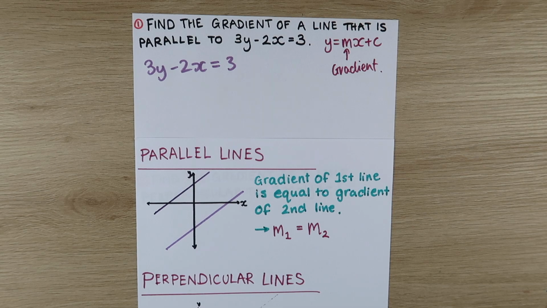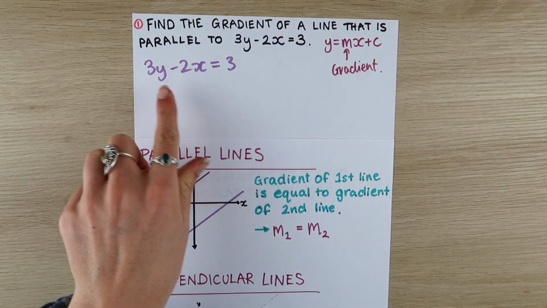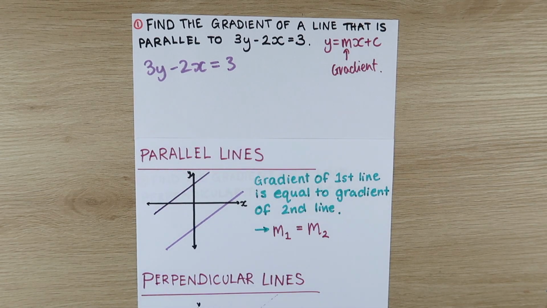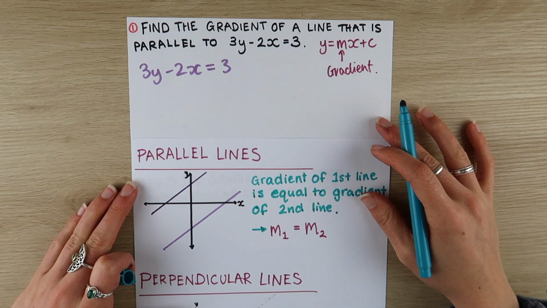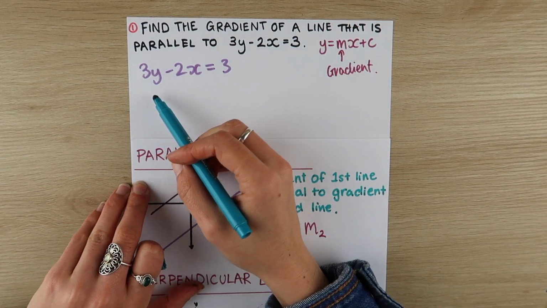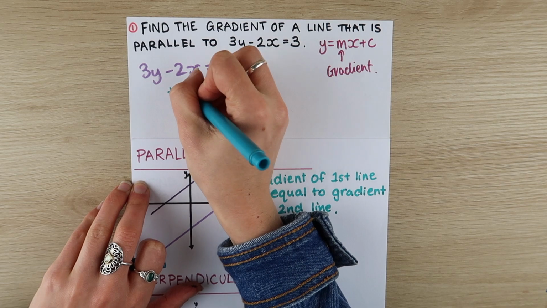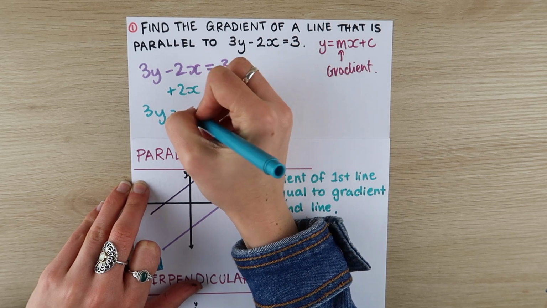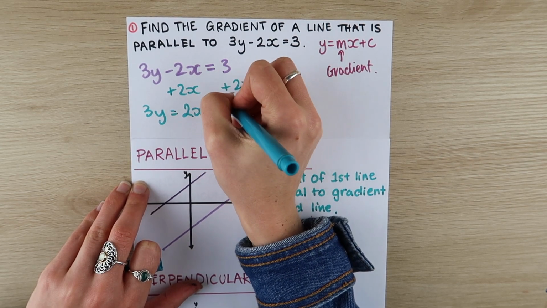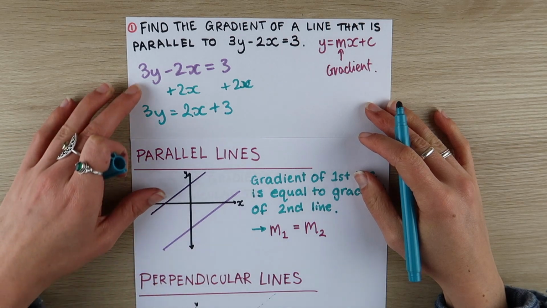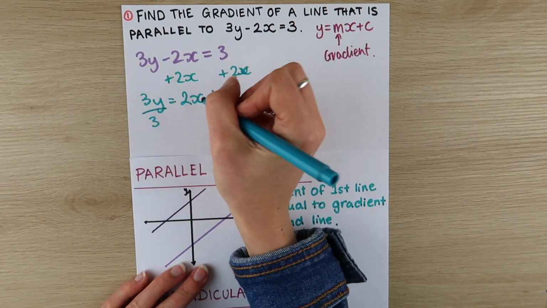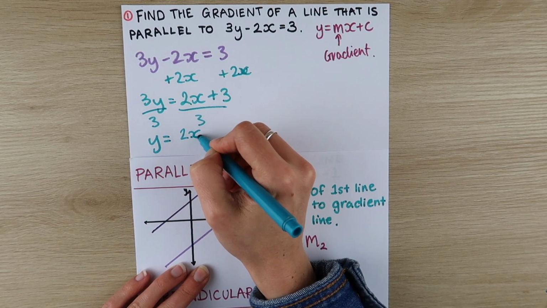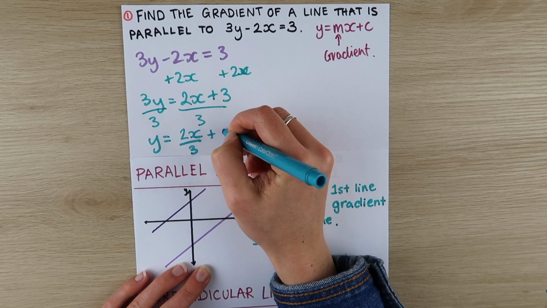To start off, I'm going to try to get my x term and my constants on the same side, constants being the numbers. And also I'm going to try to get the y by itself on the left hand side. So to start off, I'm going to add 2x. So I'm left with 3y is equal to 2x plus 3. The final step is to divide the left side by 3. This means that I'm left with an equation of y equals 2x over 3 plus 1, because 3 over 3 is 1.